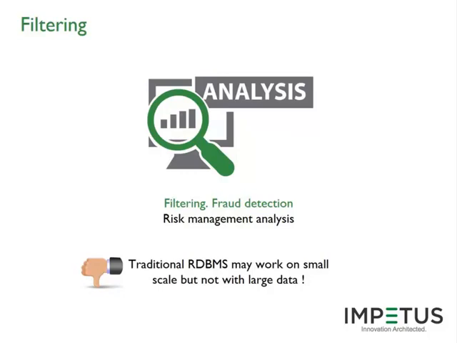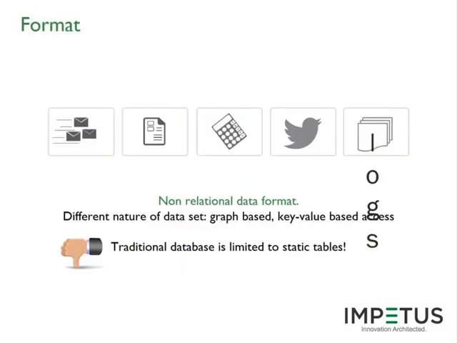So that covers the area of volume and velocity. Let's look now at the variety issue. Different non-relational data formats can literally present a scenario where each data set is different and may require graph-based or key-value-based access.